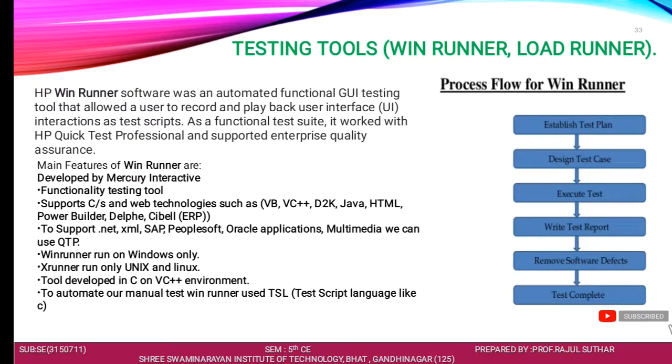Here, HP WinRunner software was an automated functional GUI-based testing tool. The tool allows a user to record and playback user interface interaction as a test script. As a functional test suite, it works with HP QuickTest Professional and supports enterprise quality assurance. Main features of WinRunner: it was developed by Mercury Interactive.